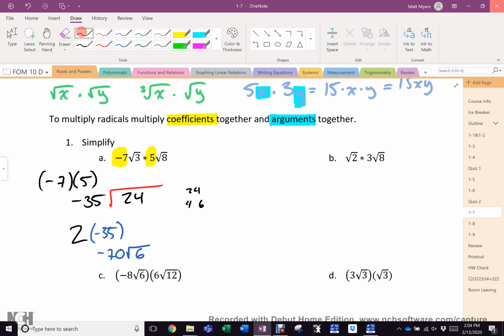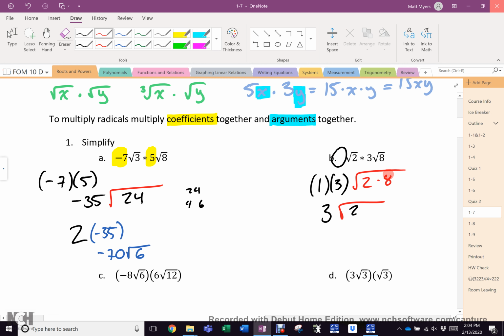There's some tricks in B that could mess you up. For example, what should be written there? 1. Do we ever write 1 as a coefficient? No, but it's there. So what do I do with 1 and 3? Multiply them. What's 1 times 3? 3. Then a root. And what goes here? 2. Sorry. I want to write it this way. Root 2 times 8, which is 16. And then we simplify. What's the square root of 16? So what comes out here? 4. Did we leave anything under there? So what's the answer? 12.